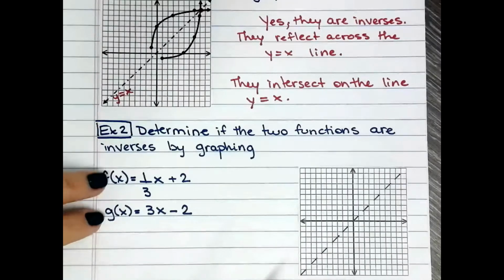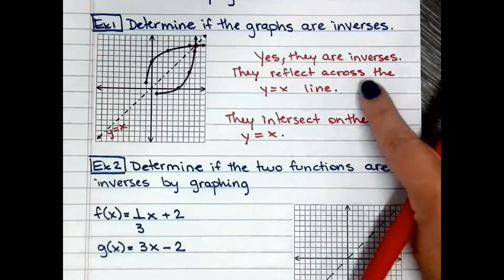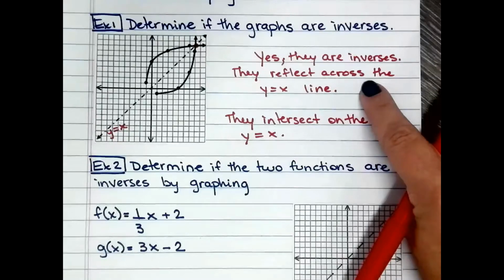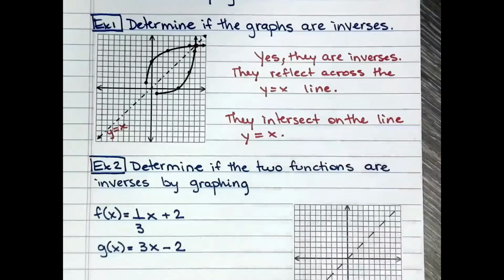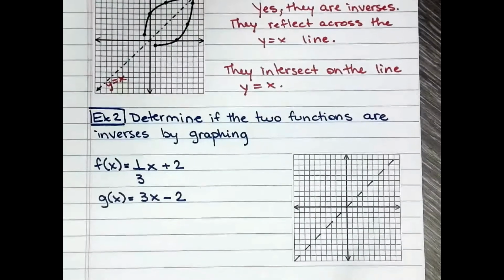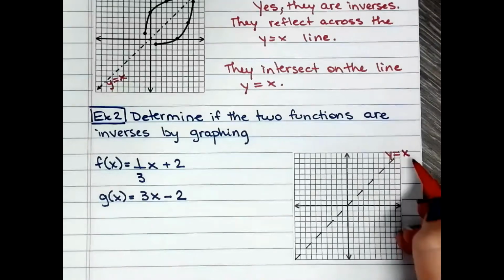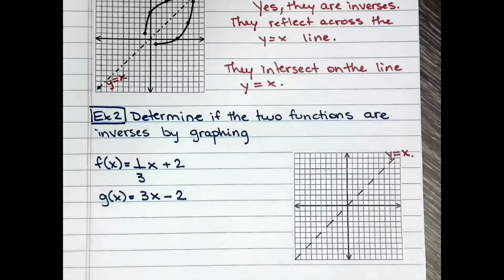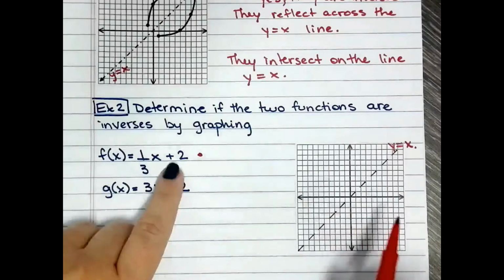Okay, so the next one, we're going to figure out if these two functions are inverses of each other by graphing. So we know that if they're inverses, they reflect across the y equals x line, and also they intersect on that same line, on the y equals x line. I went ahead and already graphed the y equals x line right there for you, just so we don't waste time doing that. And now I'll go ahead and graph both of them. I will color code. I'm going to just do red for the first one.